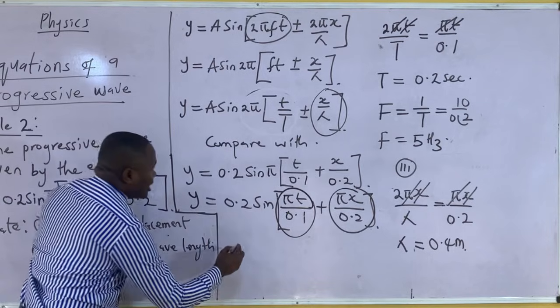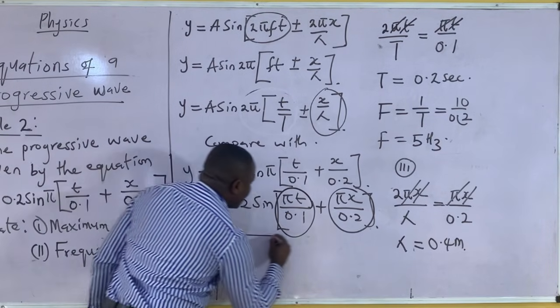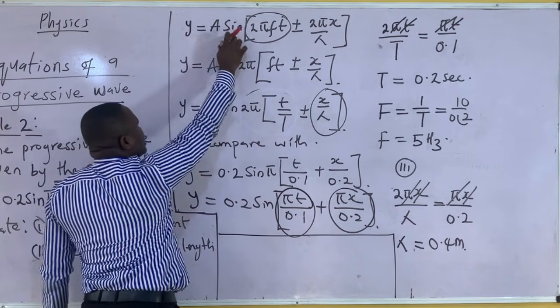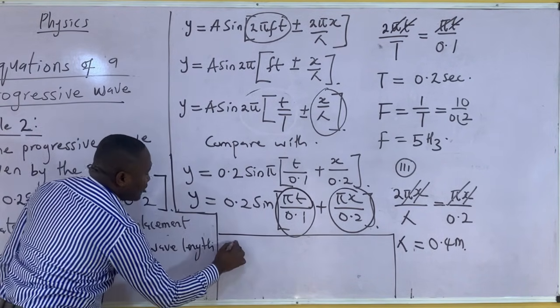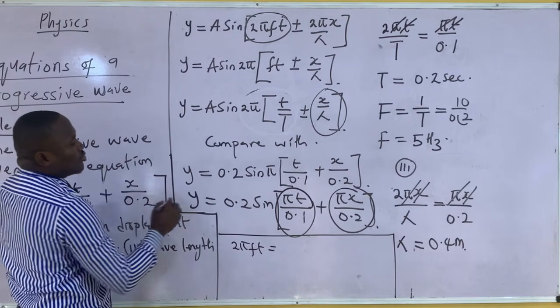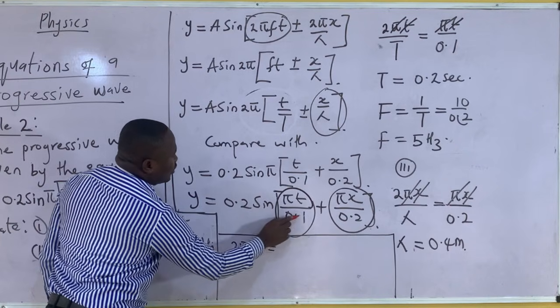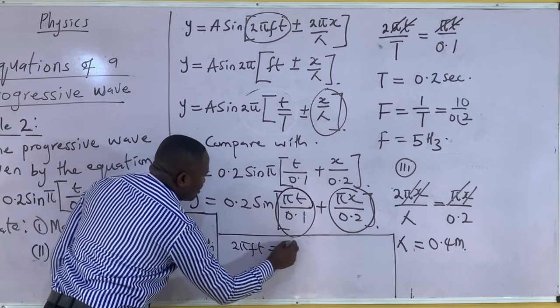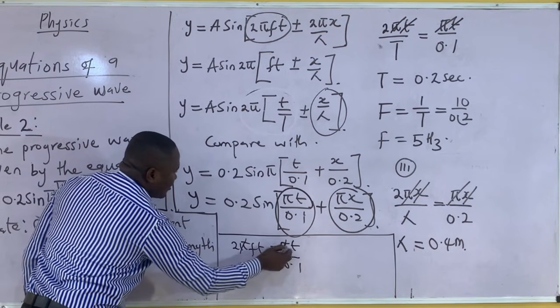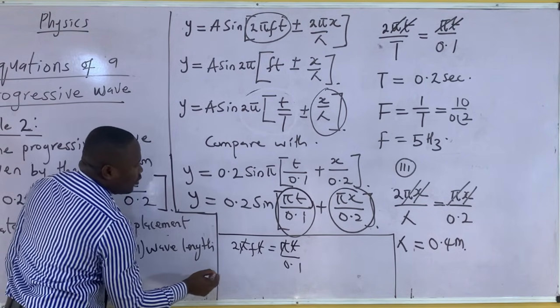Let's just do it as a sketch. Now assume I want to solve it differently from using this formula. I want to still retain this formula. What would I do? I will say 2 pi ft is equal to pi t over 0.1. So pi takes off pi, t takes off t. What are we left with?